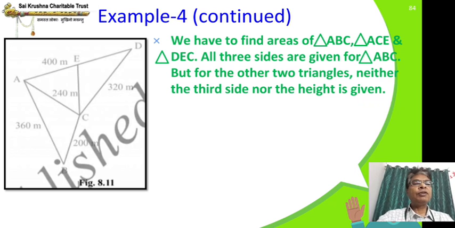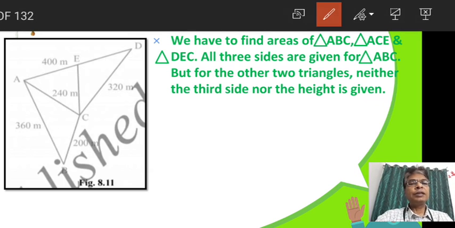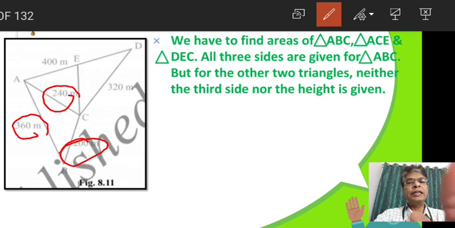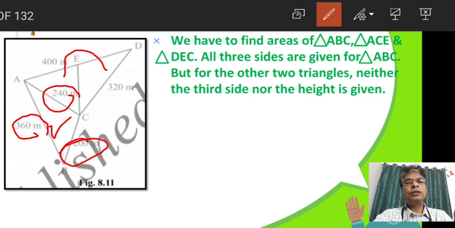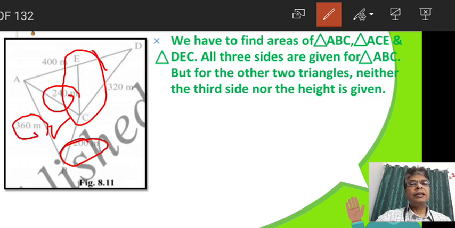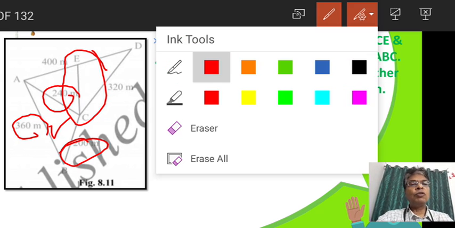All three sides are given for triangle ABC. You can see for ABC we have got all three sides, but for the other two triangles neither the third side nor the height is given. Correct? I will explain further by showing in this. This is one side, this is one side, this is one side. This is for triangle ABC, correct? It is given. So, for AEC or DEC, we do not know the dimension of EC. Therefore, only the dimensions of triangle ACD are given. So, let us go forward and see. I will remove all the markings.